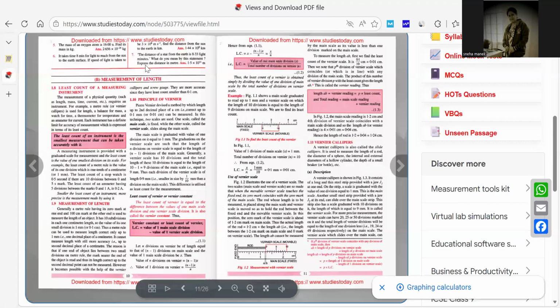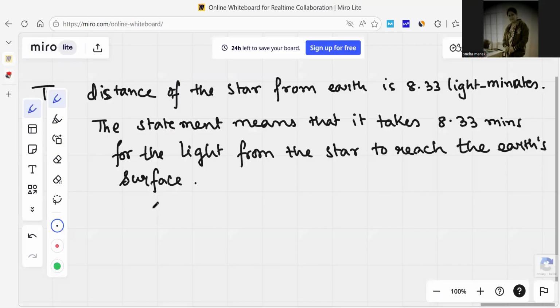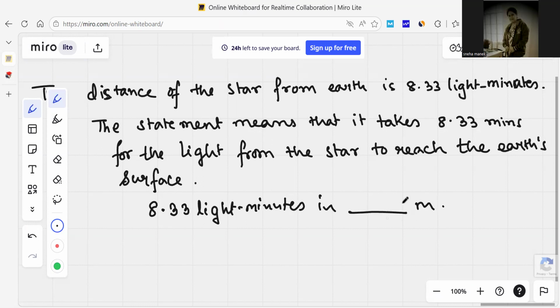The second part is, express the distance in meter. So we have to express 8.33 light minutes in meter. We have to find out what will be its value in meter. So first we need to know what's the value of 1 light minute in meter? What do you think? Come on, I'm giving you quick time to just recapitulate what's the value of 1 light minute in meter.